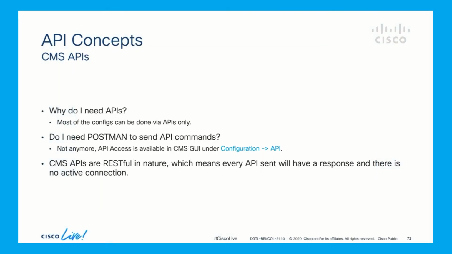CMS APIs are RESTful, which means there is no active connection. It is an HTTPS request and response model. Prior to CMS 2.9, an external tool was needed to send API requests while configuring. The 2.9 release has enabled API access from the CMS GUI. This is an option under the Configuration tab.